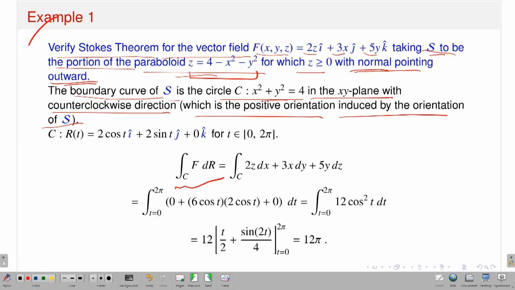Then what do you have to verify? You have to calculate the corresponding vector line integral over C, and on the right hand side you calculate curl of F dot n cap, which is the surface integral, and you have to verify that these two things become equal.